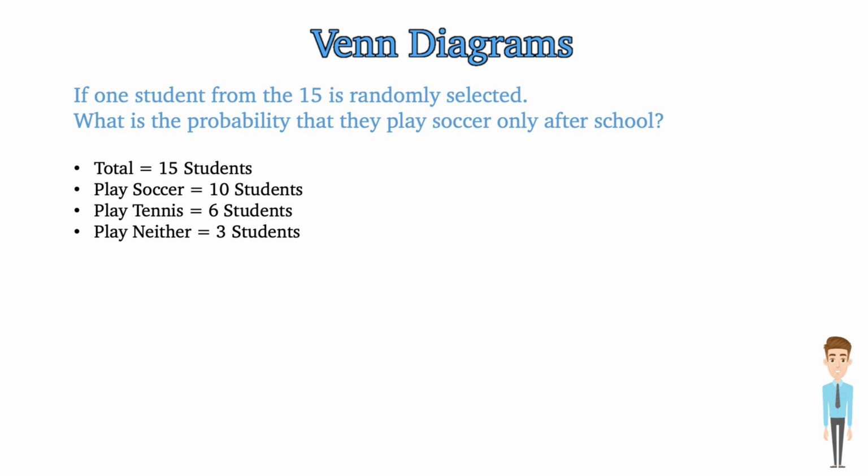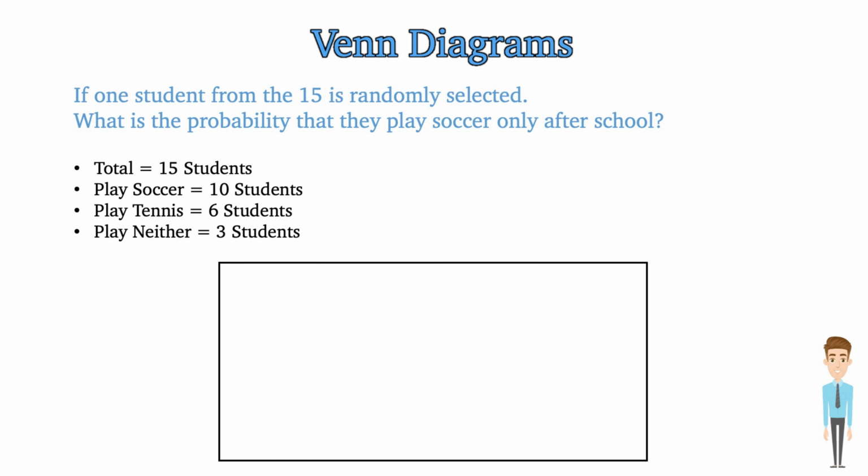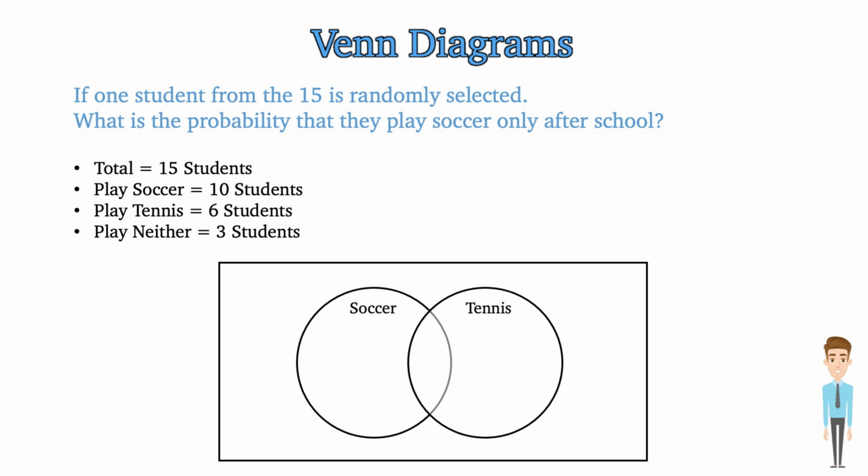When creating a Venn diagram, we start with a rectangle. This is called the universal set. In other words, everyone in the scenario. Next, each category is represented by a circle. In our example, we have soccer and tennis.